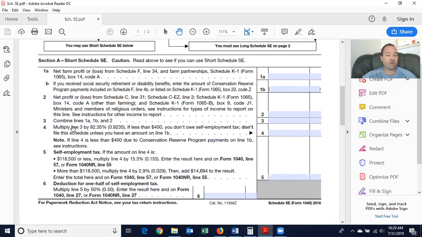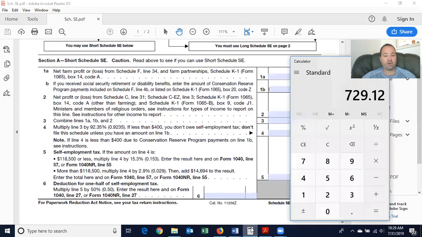And then notice they give you a tiny bit of a break. They say you don't have to multiply all of what you made, your profit. You only need to multiply by 92.35%. You think, well, that's a weird number. How did they get that? Let me show you. If you take 0.062 for Social Security, and then add in 0.0145 for, that's actually Medicare.